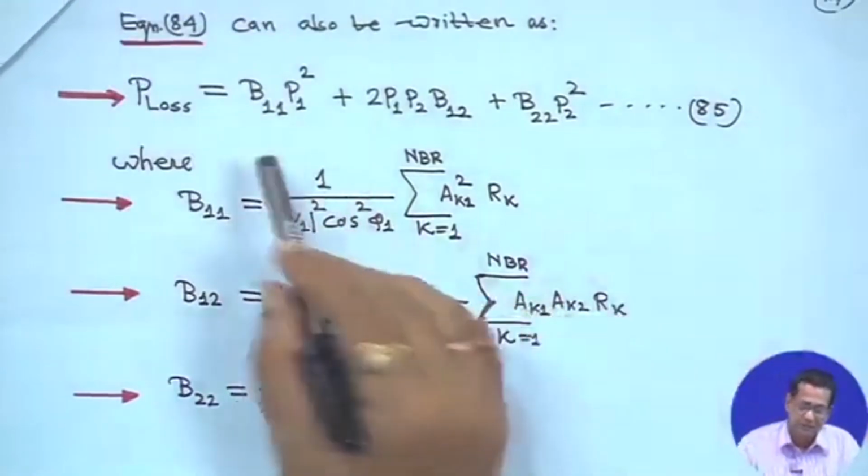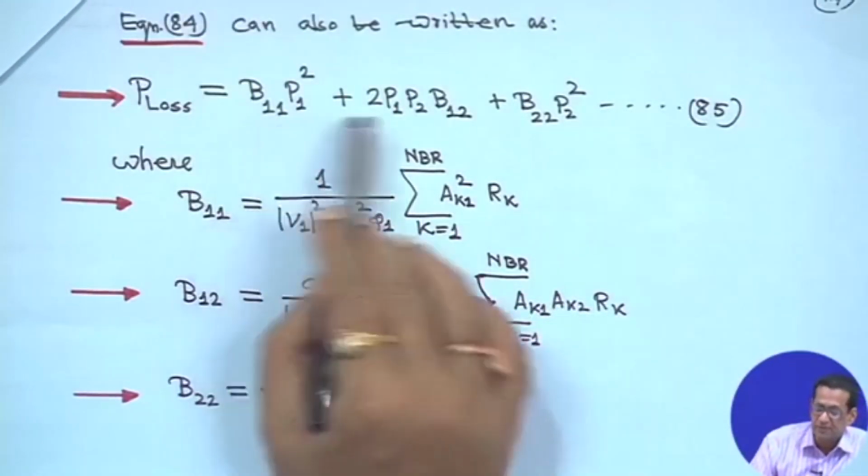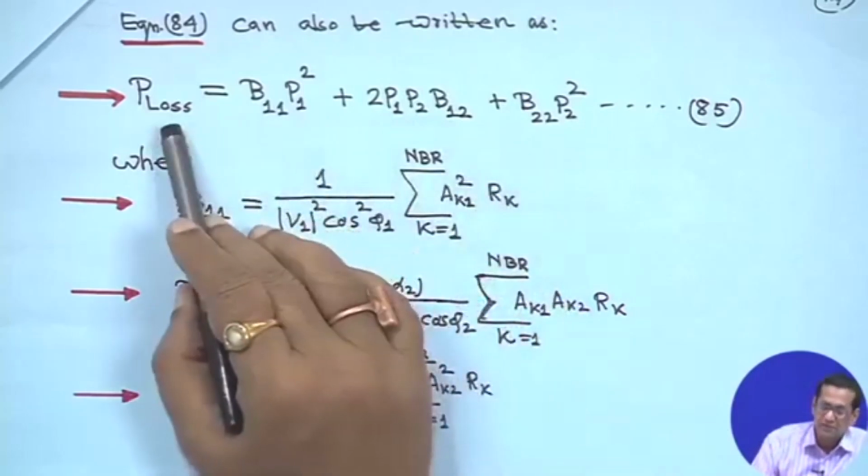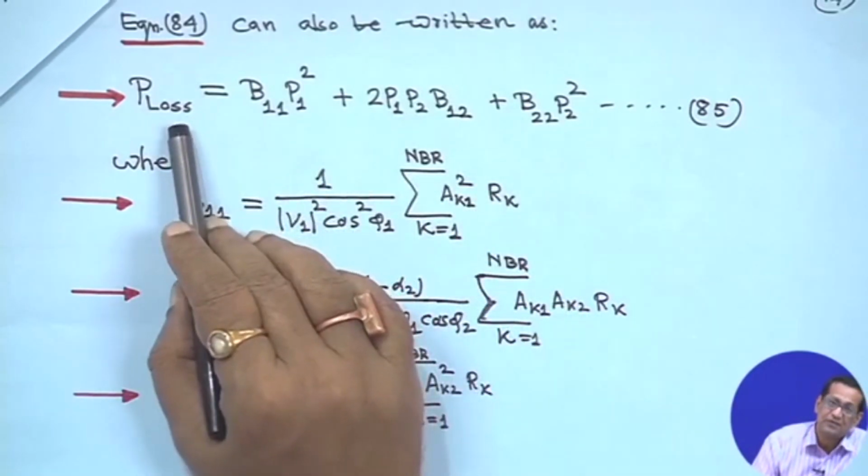Now, if you look at the dimension of the B coefficient, B11, B12, look, this P loss when you put in real dimension it is megawatt, right.